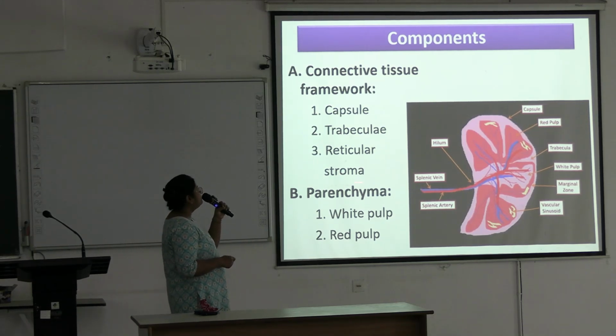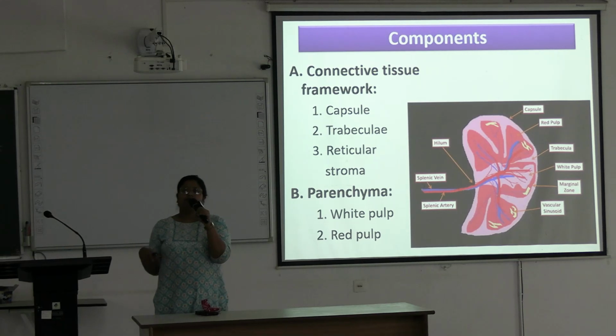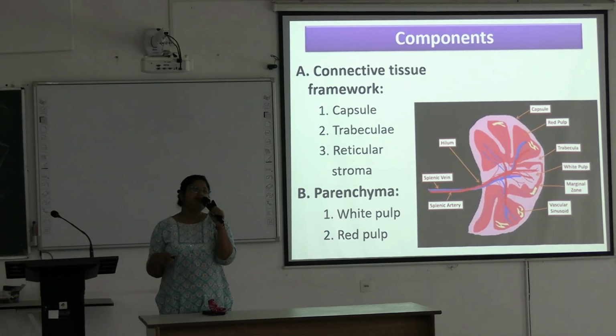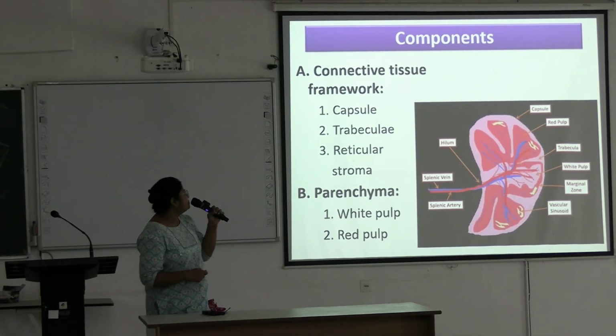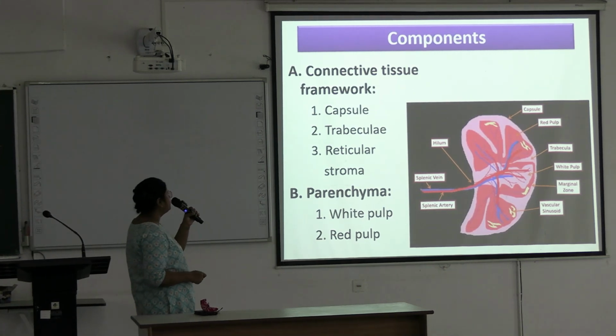Another is the reticular stroma. Here is the reticular stroma line. It is formed by the reticular fibers and some connective tissue cells. So all these together form the connective tissue framework of the spleen.